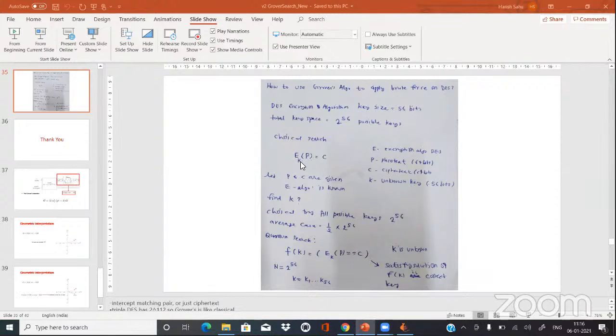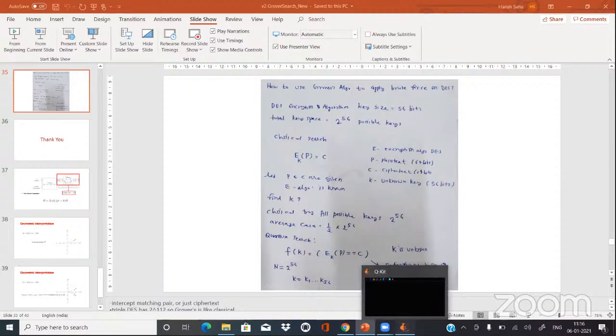If they don't have this key, they can try all possible keys, but that exhaustive trial is not possible due to computational power limitations. Is it clear?